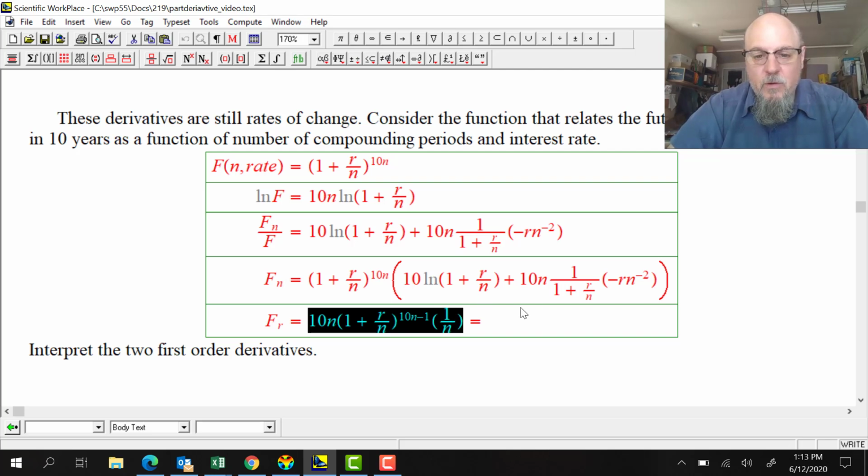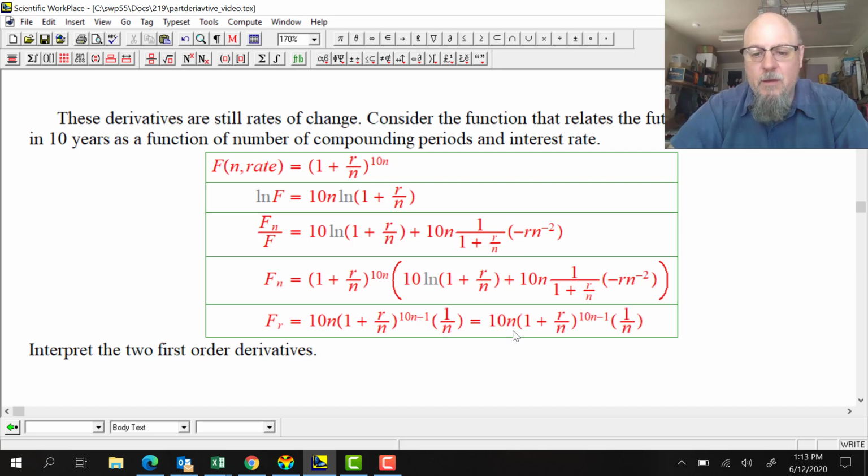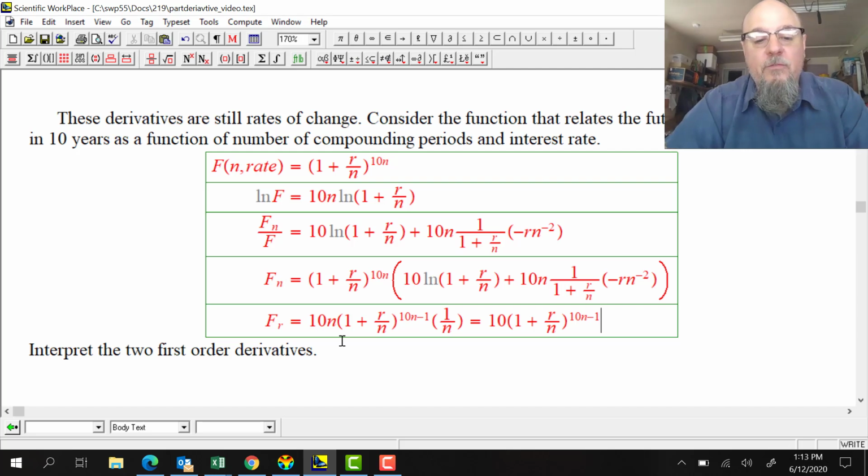The first partial derivative that we made also cancels, but this cancels so nicely that let's just do it. All right, so I've got the two first order partial derivatives. What do they mean? Interpret the two first order partial derivatives.